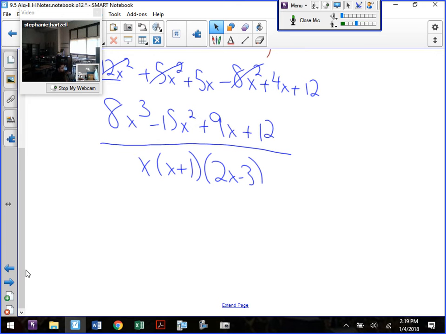What's x? And also remember, if you have three x's in the denominator all being multiplied together, x times x times x is going to be x cubed, no matter what your coefficient is.